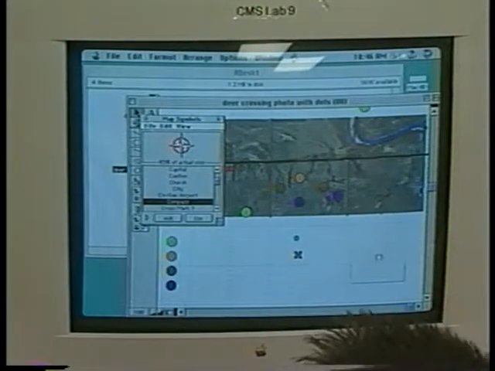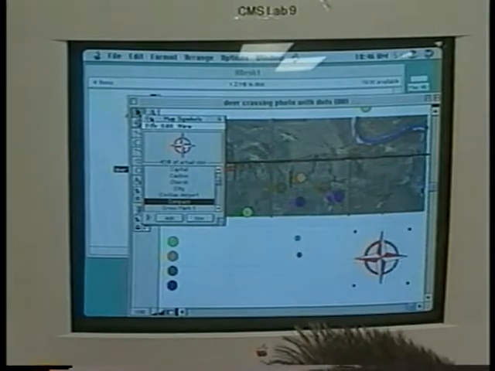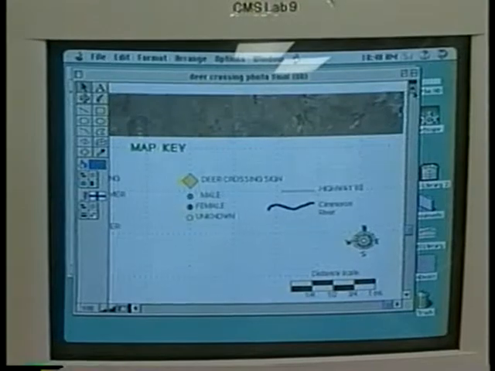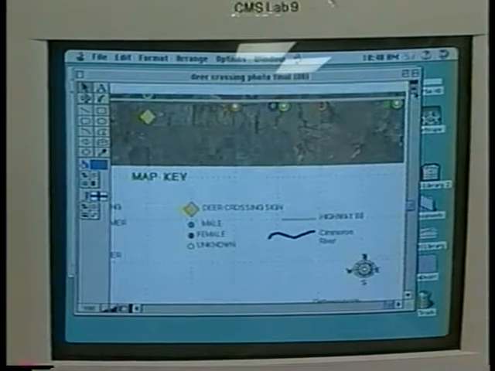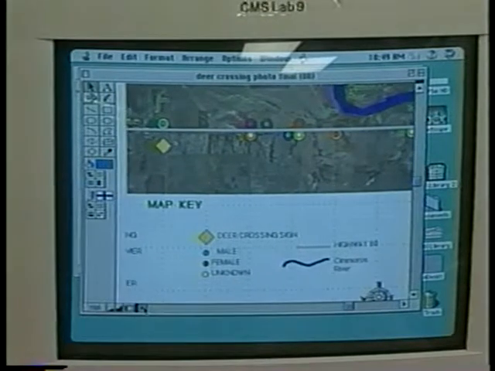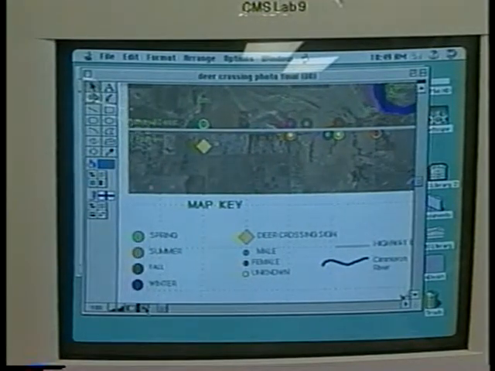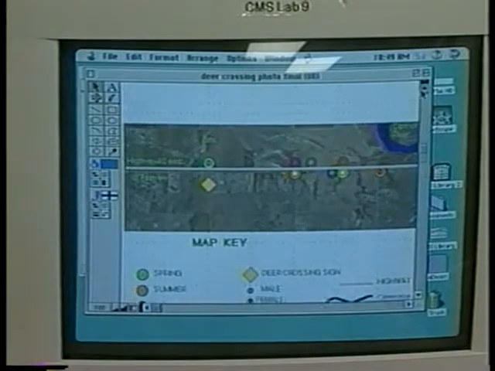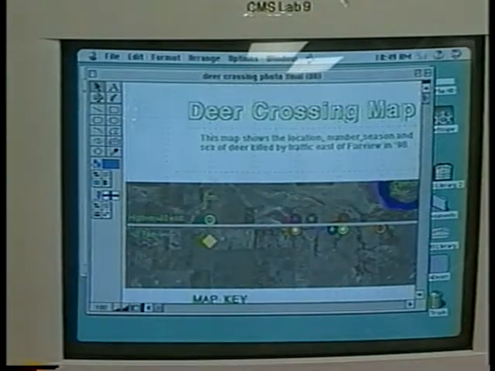I like that you've added a distance scale. I like the other compass rose that you found. Does everyone think that the map key is complete? Got the river, the highway, your deer crossing sign. That's good. Dirt road. We don't have your dirt roads on there yet. We need to do that.